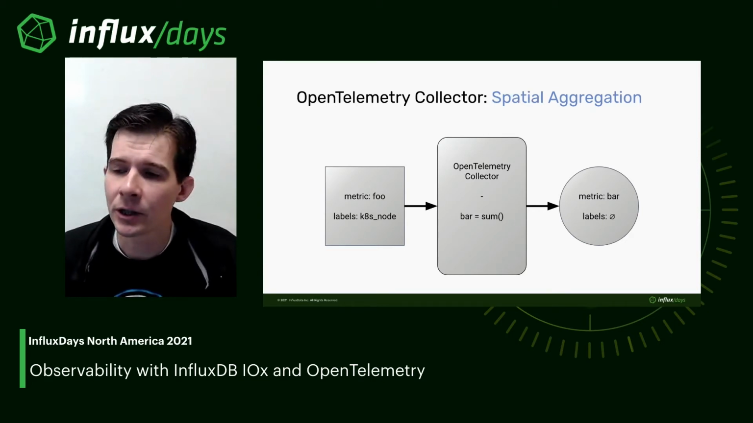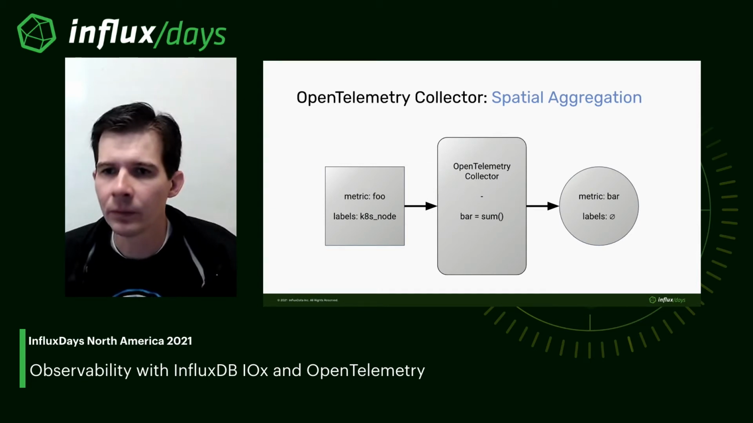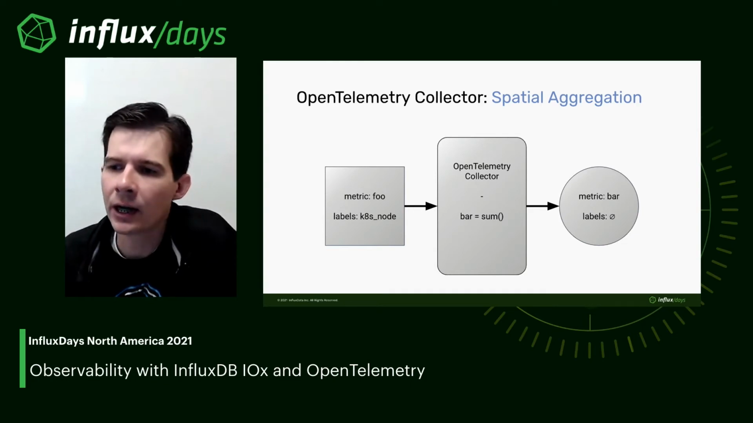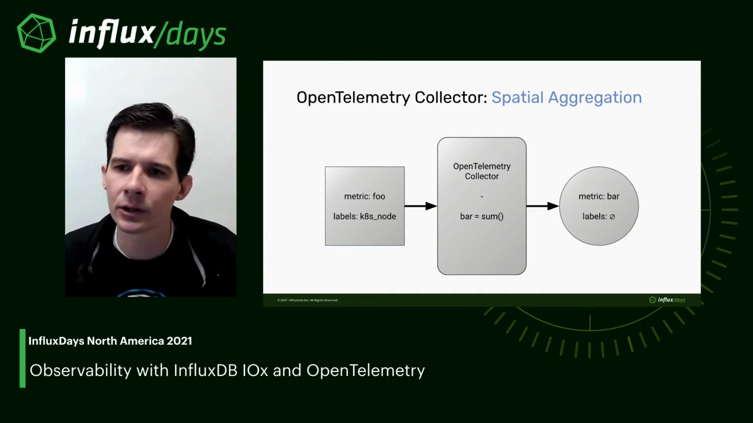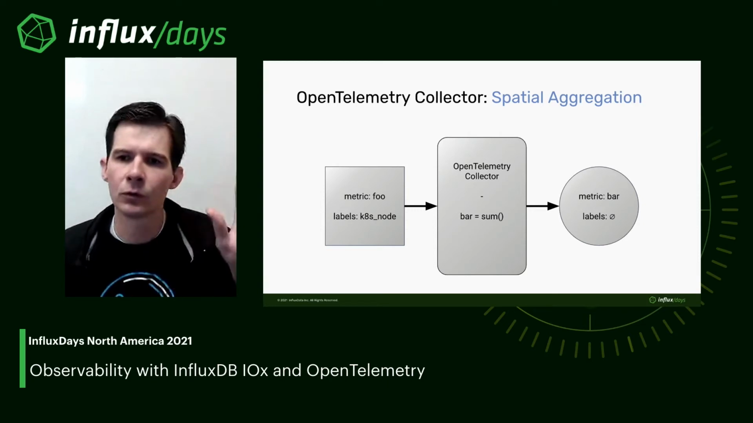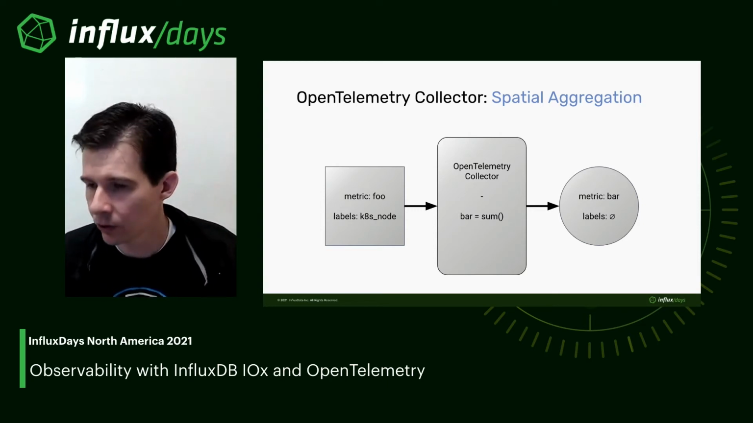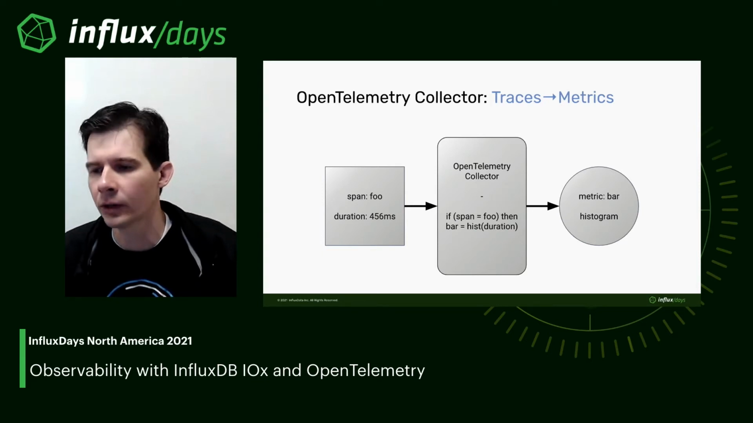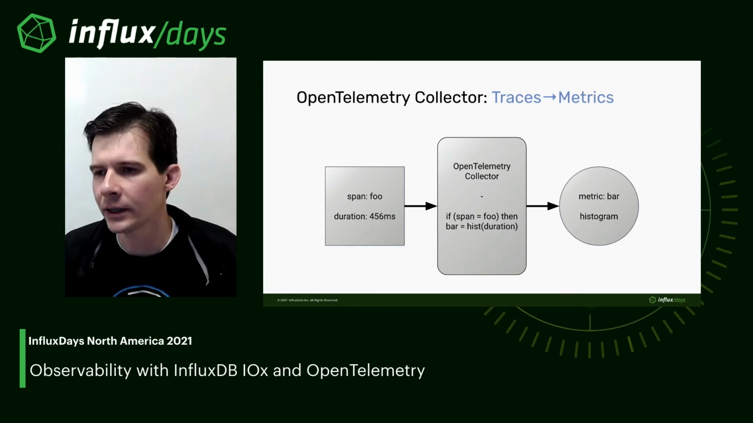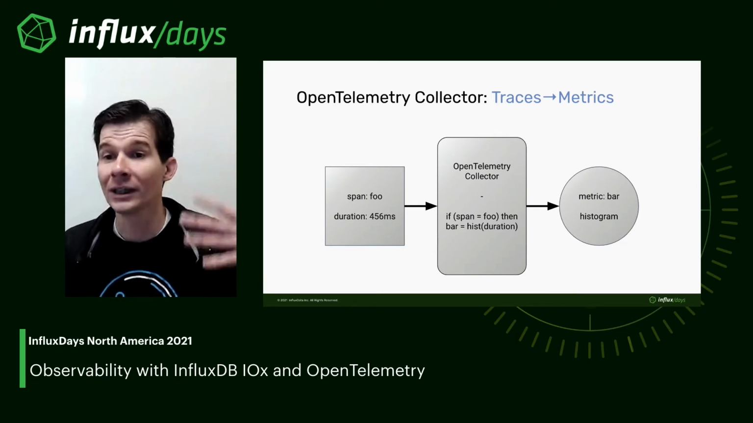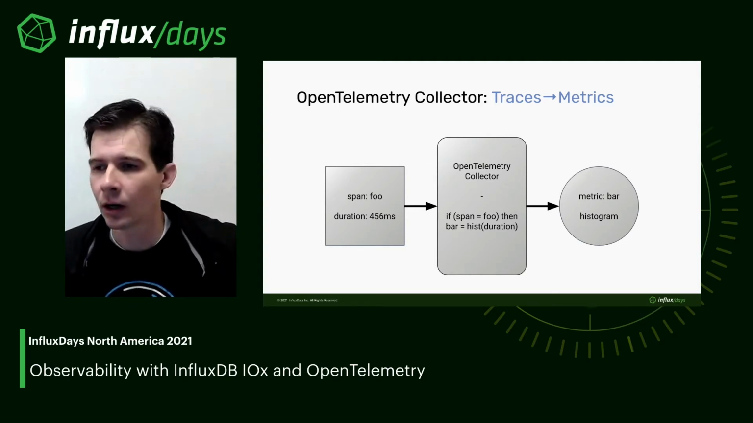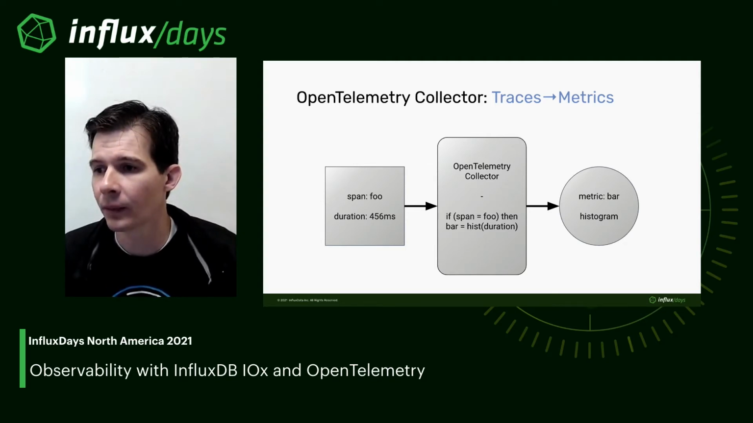And similarly with spatial aggregation, you can take labels, and we maybe call it downsampling if you want. You can take these labels away. You can aggregate on labels. You can use sum to do that. You can just filter by label. And so you have control over these observability signals midstream before they even reach storage. And in this example, we're inferring metrics from spans that flow through our observability pipeline.